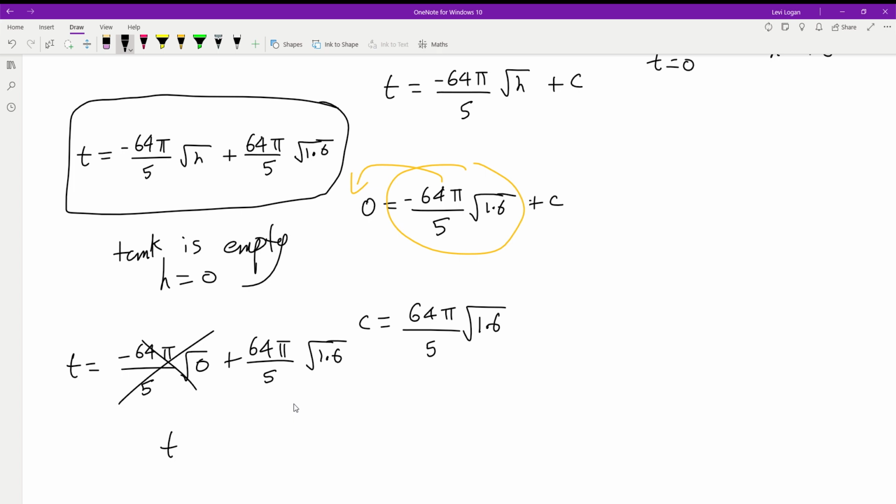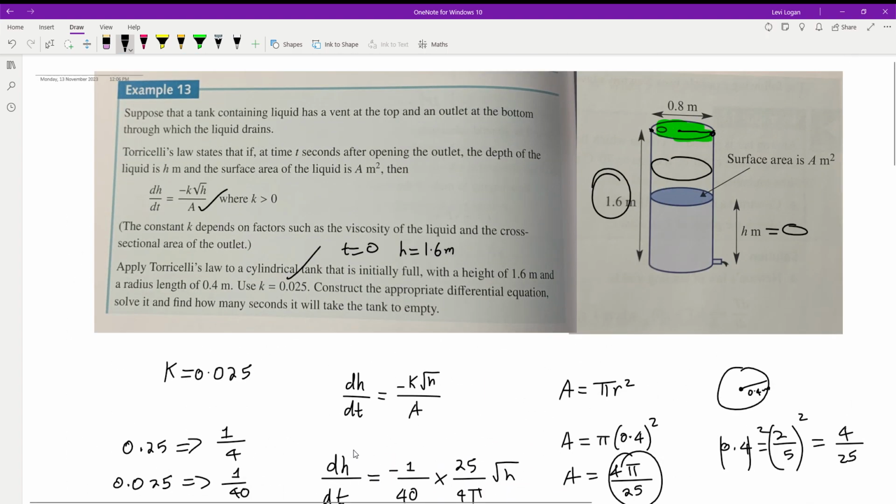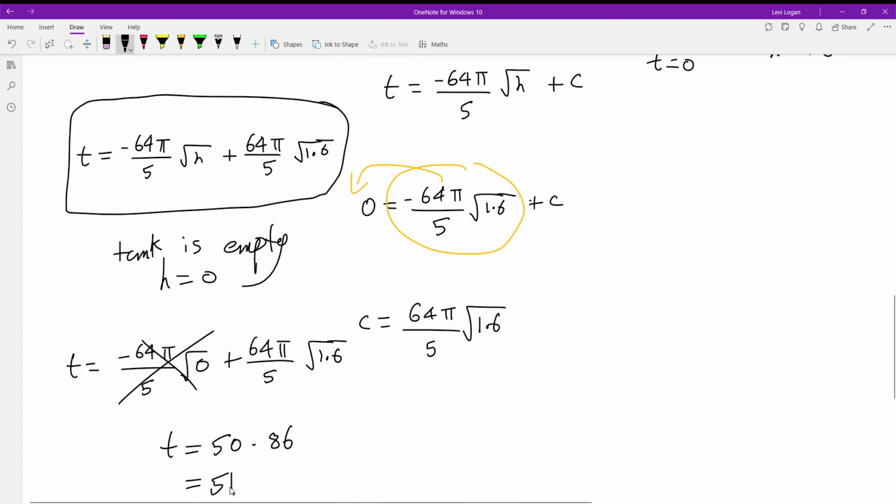Now you'd plug that into your calculator to get your decimal. 64 pi on 5 square root of 1.6. So you get 50.86. If we're rounding that, it's about 51. And is it in seconds? Yep, it's in seconds. So roughly it'll take 51 seconds to empty this particular tank.